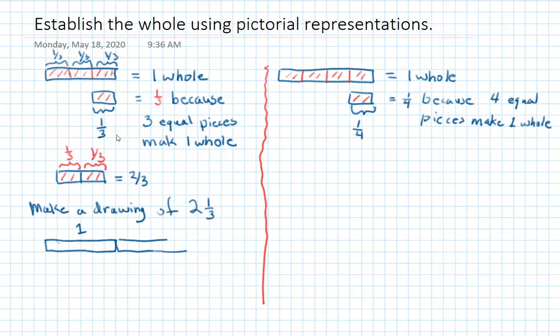So here's another 6 squares. That's also 1, but I need an extra third, and to get an extra third I need 2 squares. So now what we have is 1 plus 1 plus 1/3. This is a drawing of 2 1/3. We want students to understand that.